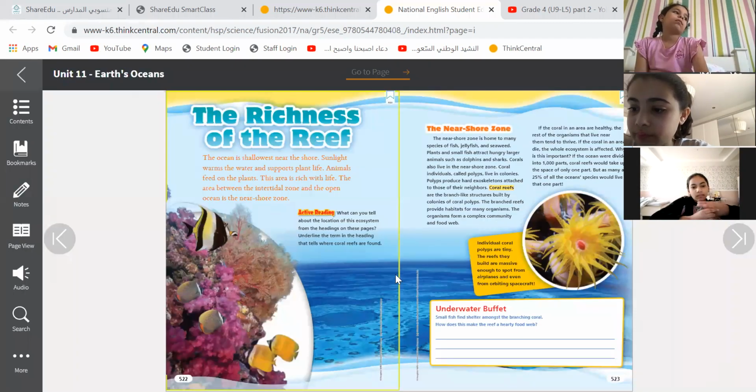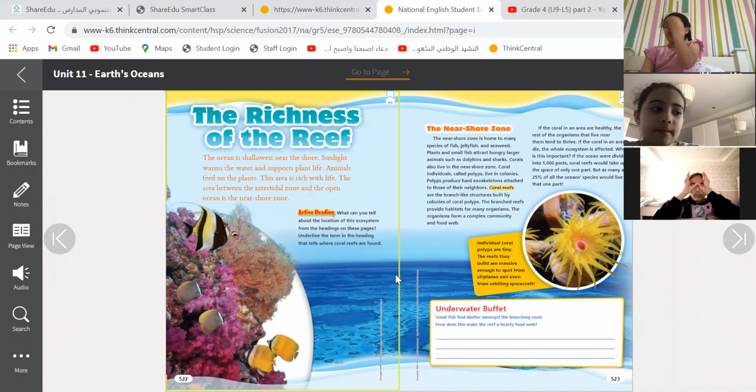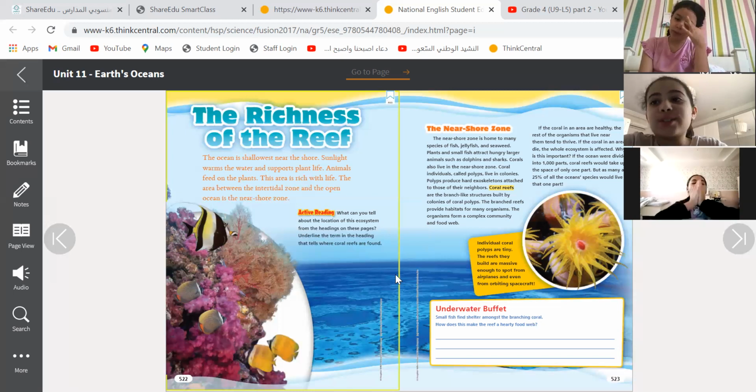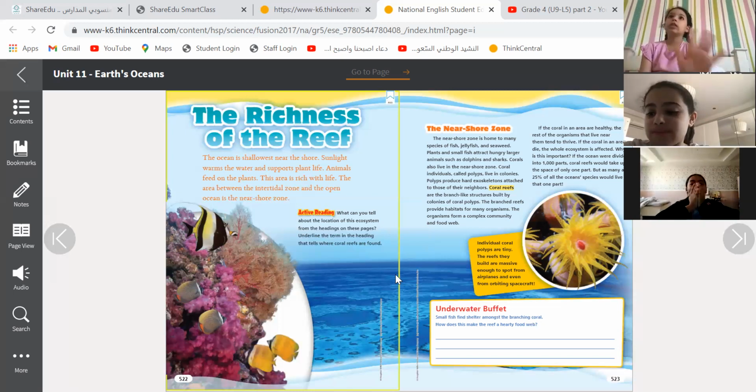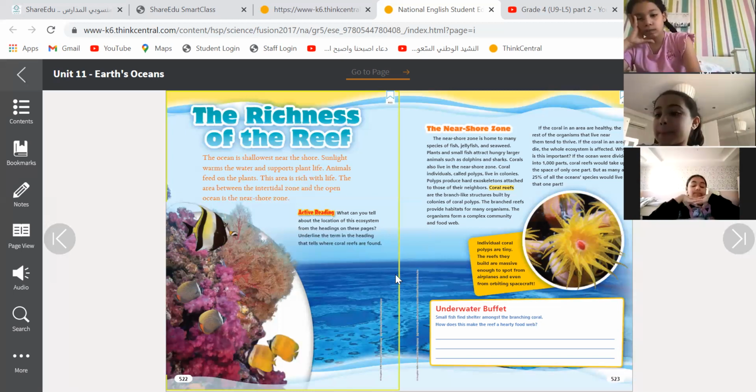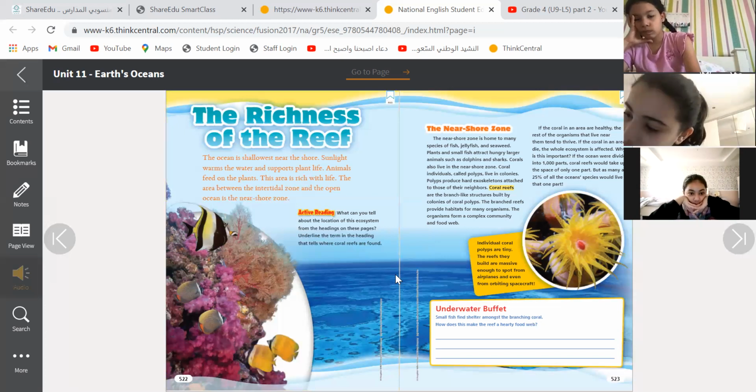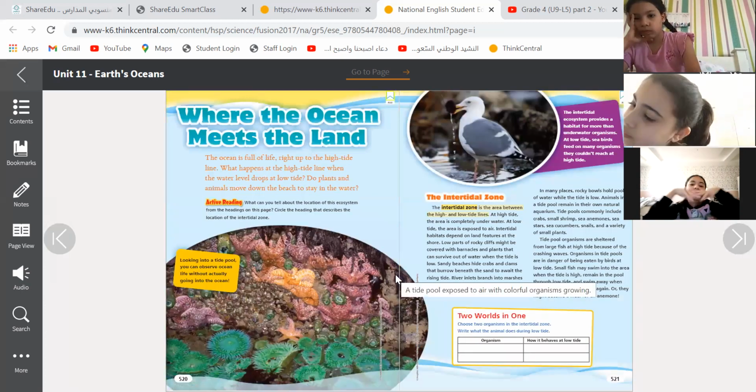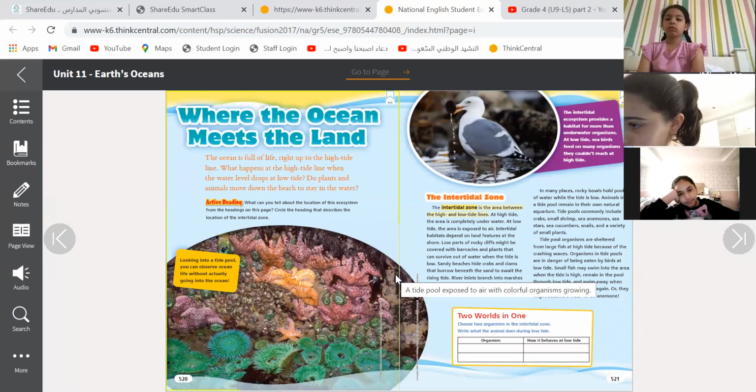Okay, they are in the near shore zone. They are not really deep in the water. Where can you find them? You can find them near the shore zone. Where can you find coral reefs? Near the shore zone. Excellent. What about crabs, snails, shrimps? Where can you find them?